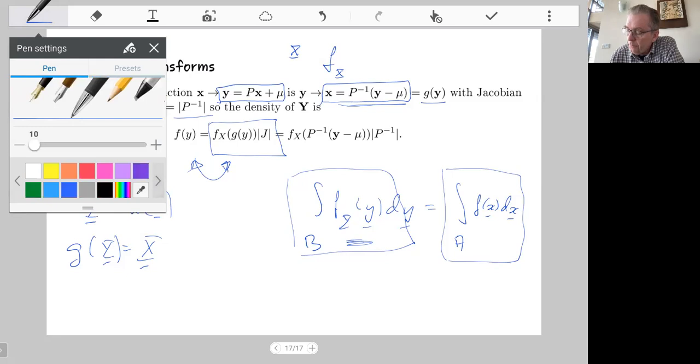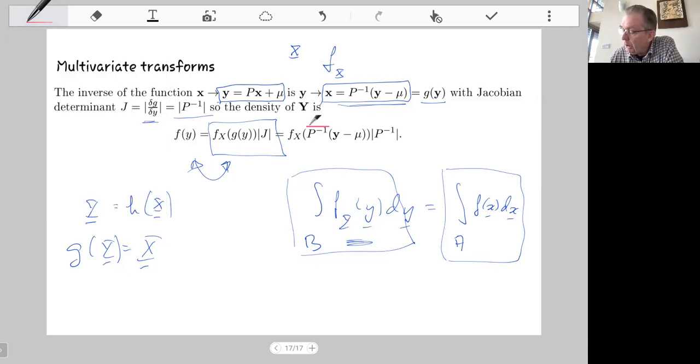So what we have shown is that we can get the density of y by looking at this particular density here, where we take the density of x and we simply insert the appropriate inverse matrices and the Jacobian of the inverse.